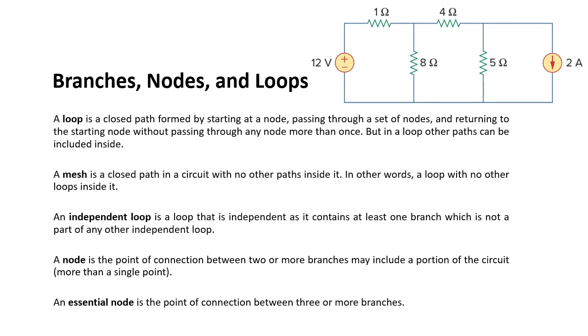A node is the point of connection between two or more branches, and may include a portion of the circuit which is more than a single point. An essential node is the point of connection between 3 or more branches, so it needs to be at least 3 or more branches. As you can see in the previous example, we have 3 branches in one node and also 4 branches.